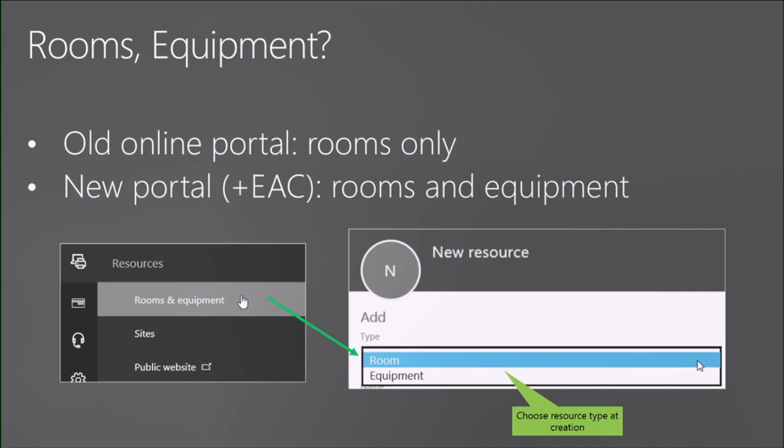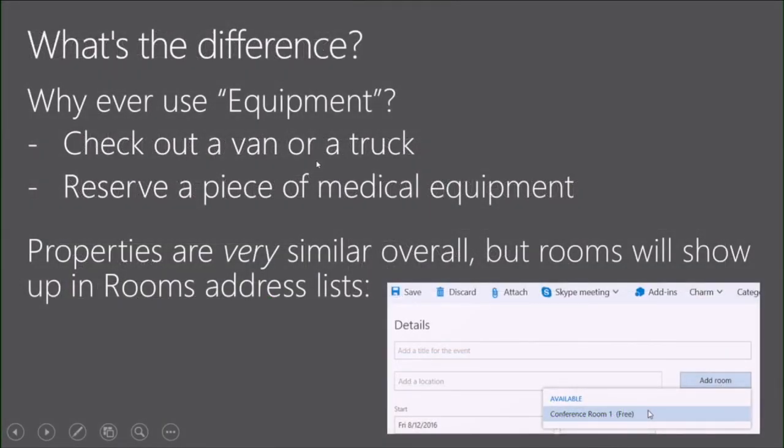In the new portal, if you go to rooms and equipment, there's only one plus button to add a resource, and then you get to choose, do you want to create a room or do you want to create an equipment? So the question is, why would you even do that, right? Ultimately, a room has pretty much the same properties as equipment, but equipment is something you would typically want for, let's say, a van or a projector, or there was actually a funny example yesterday, a fax machine, I think, which I thought was different.